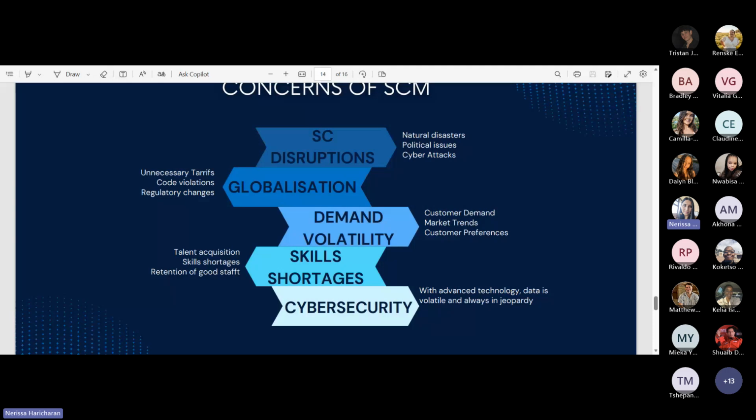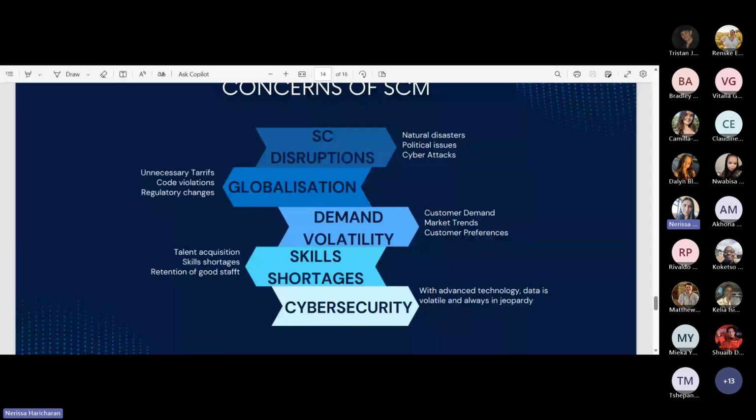So challenges and concerns are a reality. A lot of it can impact your efficiency of your business. It can impact your resilience and also cause a lot of competitiveness in your operations. So this is just highlighting some of them. The next one is globalization.